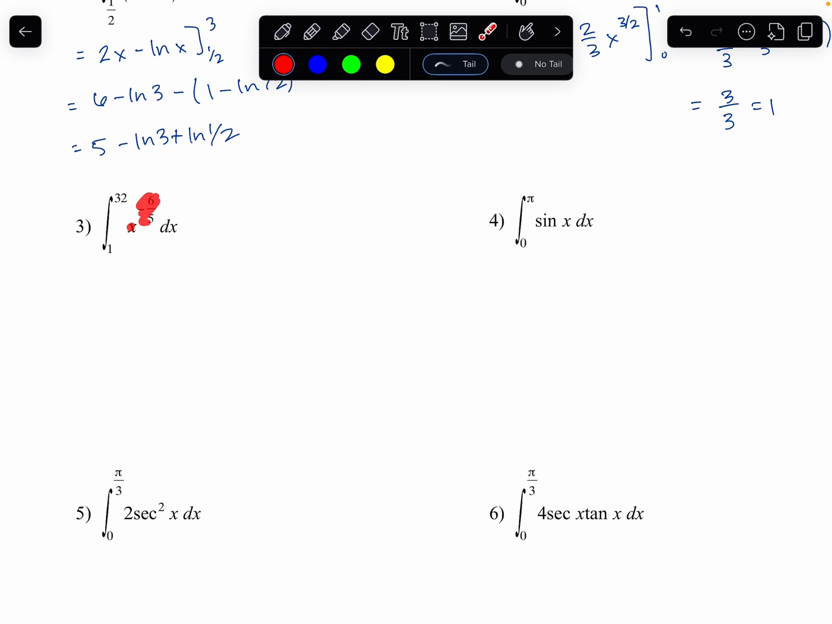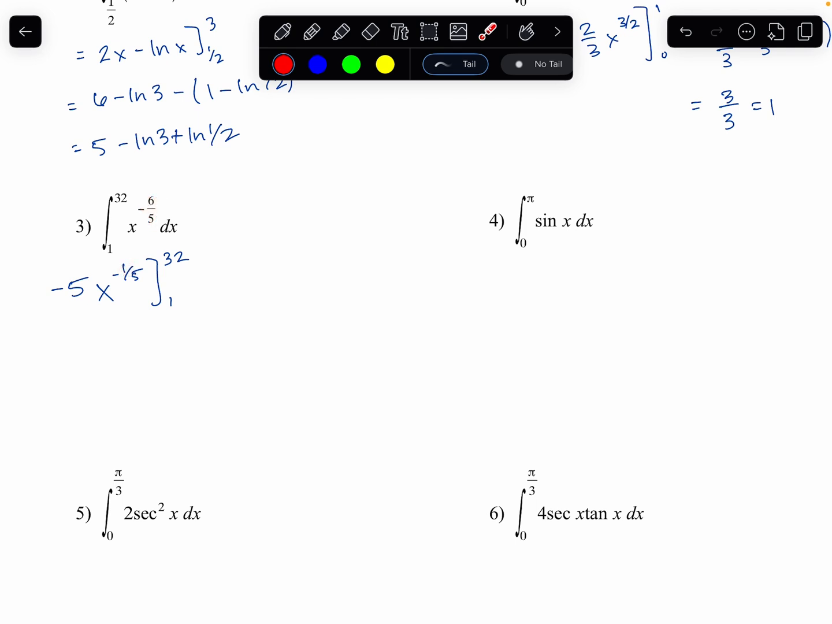X to the negative 6/5, so this is just going to use the power rule. We're going to add 1 to the exponent, which makes it negative 1/5. And then we divide by negative 1/5, which is the same thing as multiplying by negative 5, integrating from 1 to 32. Now I'll double check this. If I take the derivative of this, the negative 1/5 times the negative 5 will cancel, leaving me with x, and then if I decrease the power by 1, yeah, I get that.